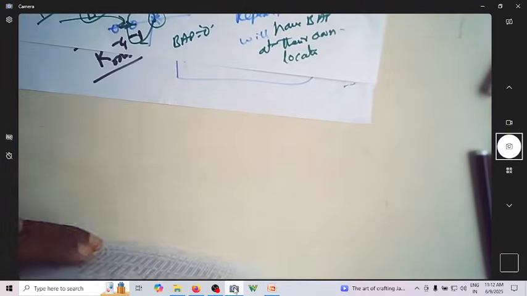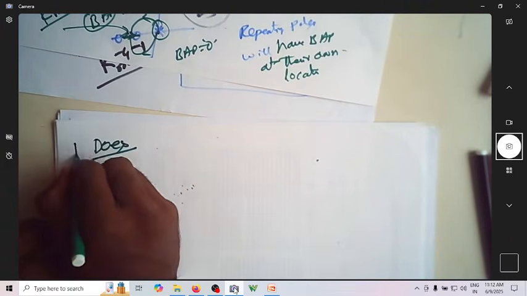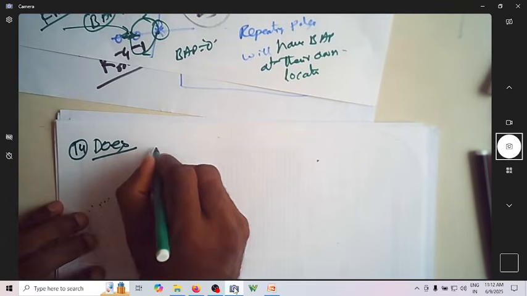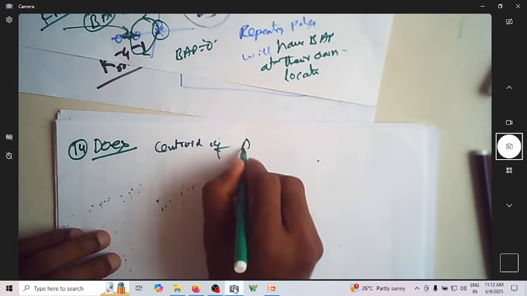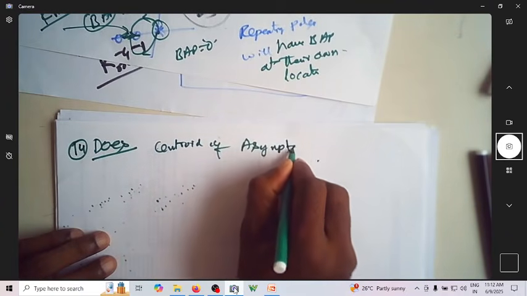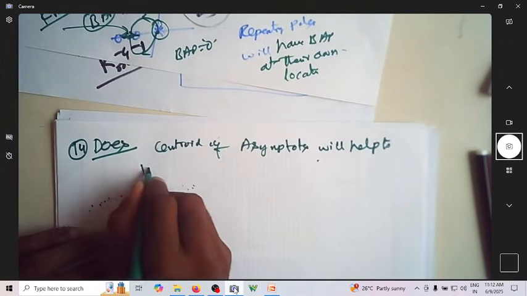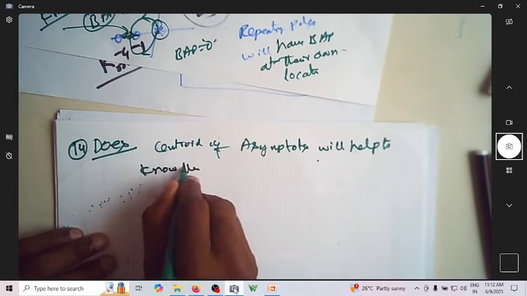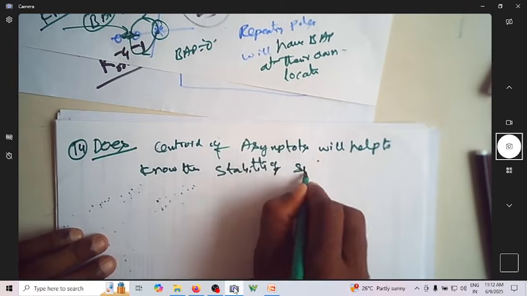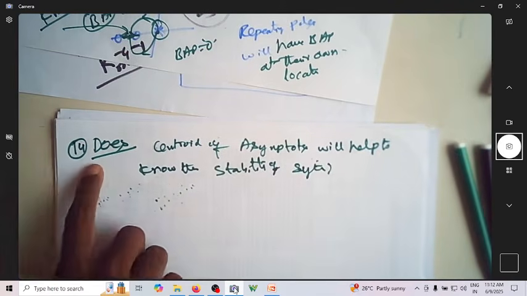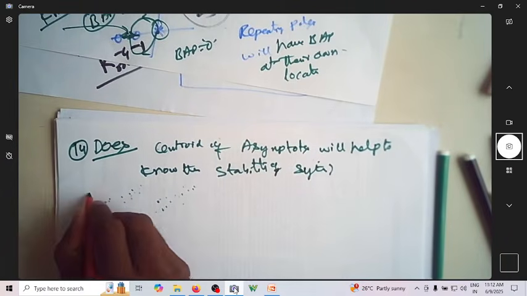Next have a look at this 14th question: does the centroid of asymptotes help to know the stability of the system? So the answer is yes.